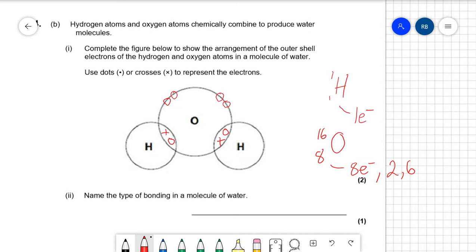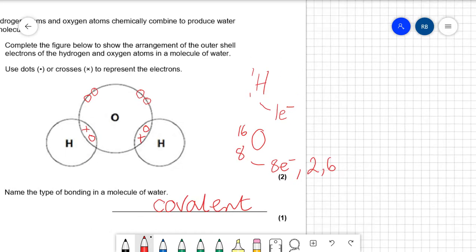There's a second part, which hopefully you also did. What kind of bonding is this? Hopefully you're shouting at the screen right now. This is covalent bonding. Not ionic, not anything else, covalent bonding. Again, we'll check the mark scheme.